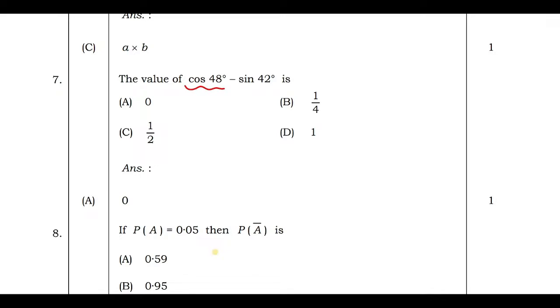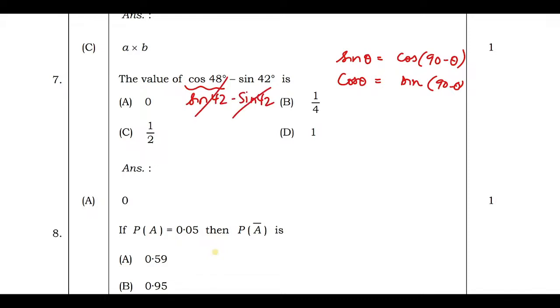Here sin theta equals cos of 90 minus theta, right? In the same way, cos theta equals sin of 90 minus theta. I can write cos of 48 as sin of 90 minus 48, which is sin 42, minus sin 42. What we get is sin 42 minus sin 42, which will cancel out. What we get is 0. Therefore, the correct answer is option A, 0.